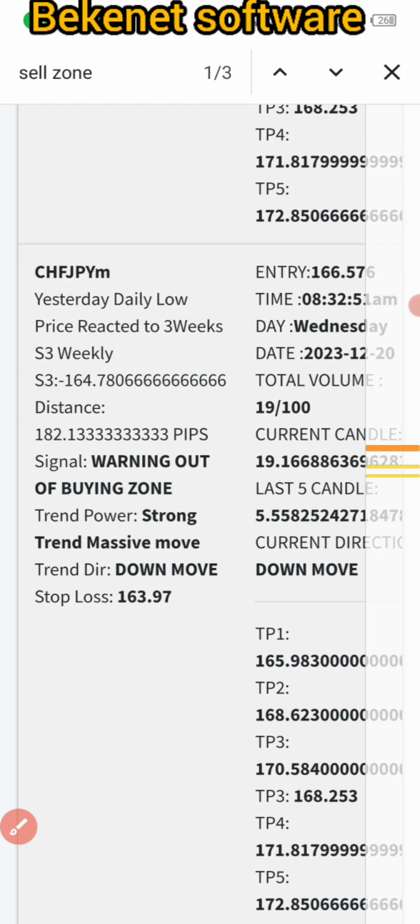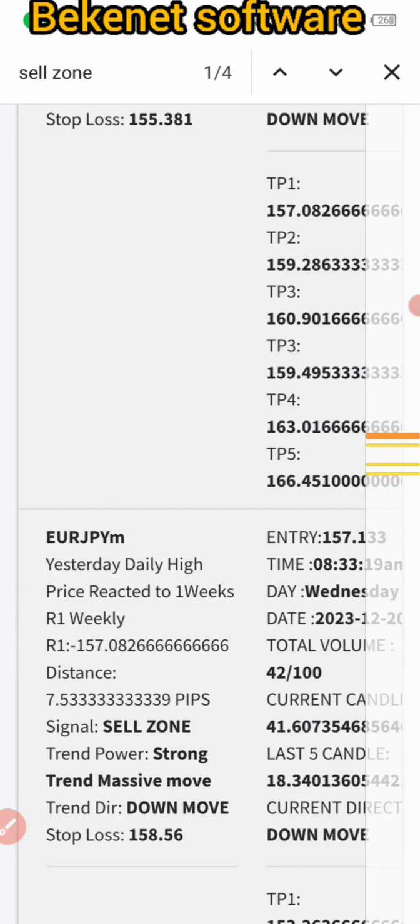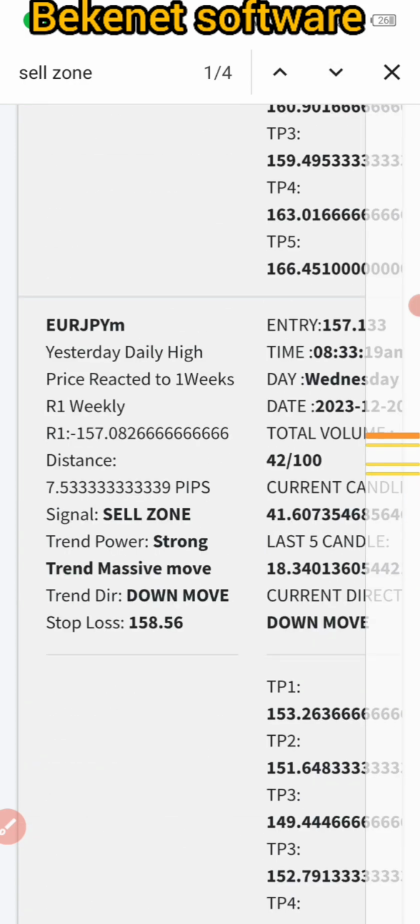Now, whenever you see warning, out of buying zone, don't do anything. It's warning you not to do anything. The only thing you need to look out for is sell zone, downward move, buy zone, upward move. Sell zone, total volume is over 100. Buy zone, total volume is over 0. So that is what key level is all about. It's very simple. You don't need to do any analysis. The only thing you need to do is just wait.